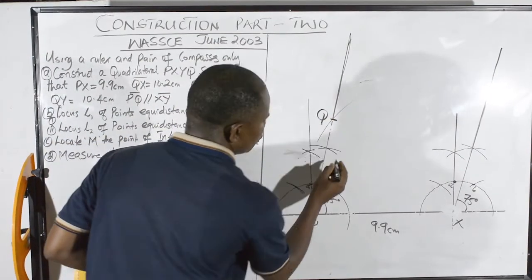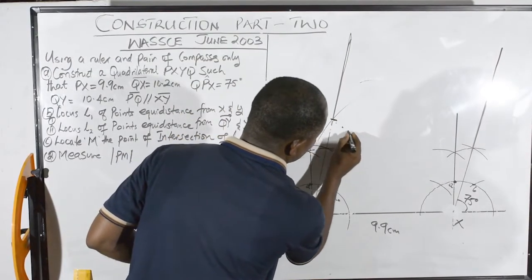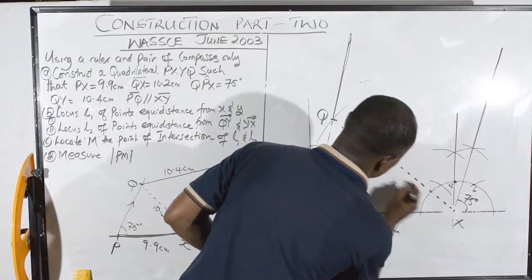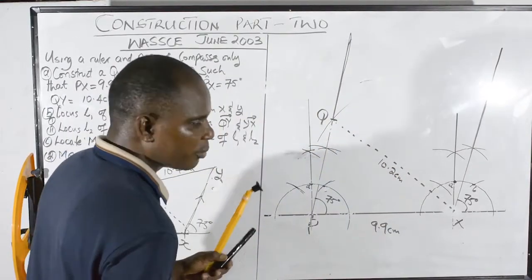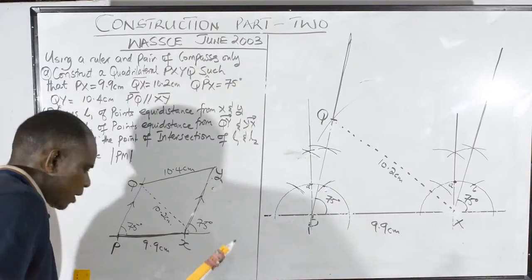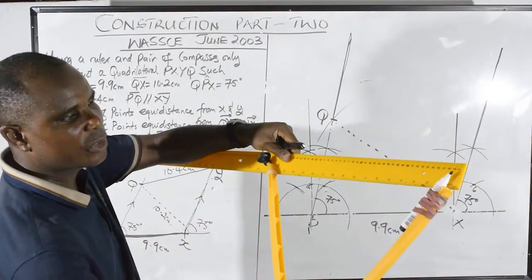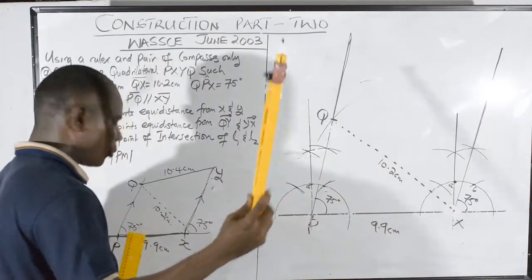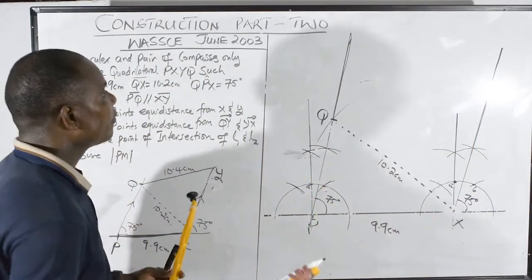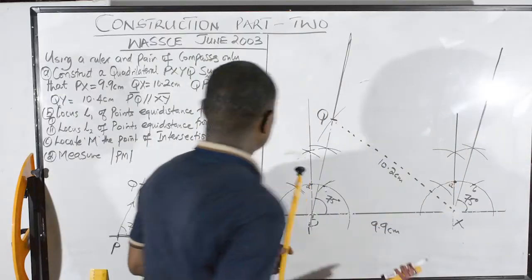So this is Q. If you put your ruler here to measure this distance, it must give you 10.2 centimeters, and it came just from the measurement from the ruler. What I did was first to measure 10.2 here, then I stood here and struck that arc. That is the 10.2. So now I'm doing the same for Q to Y.